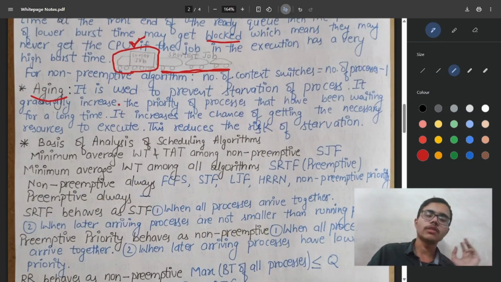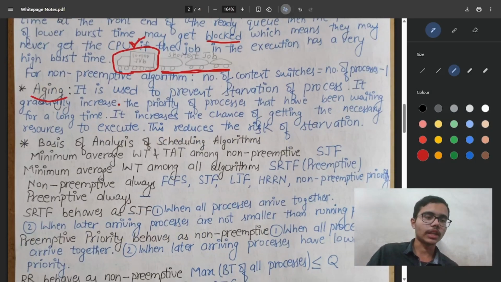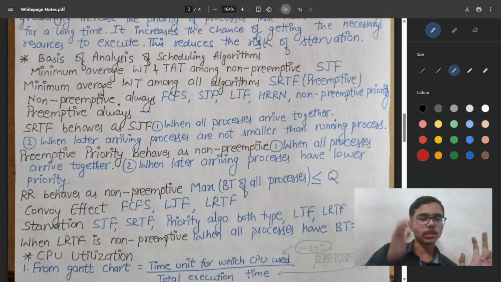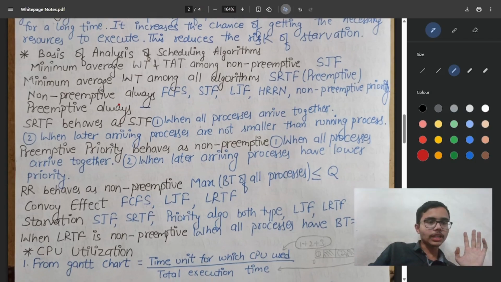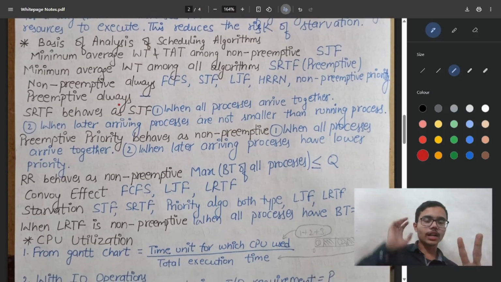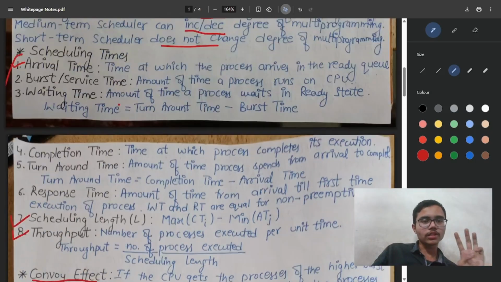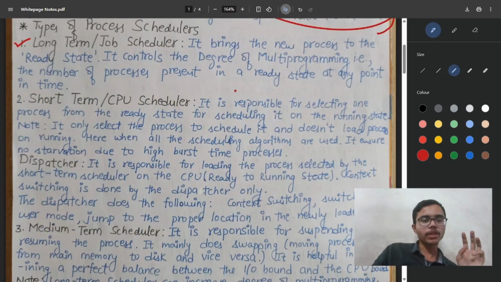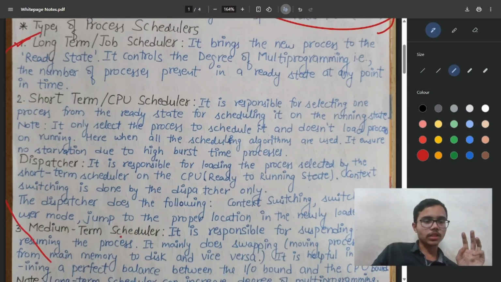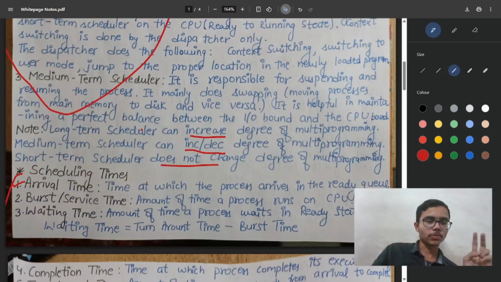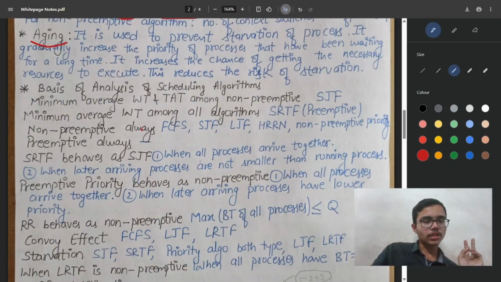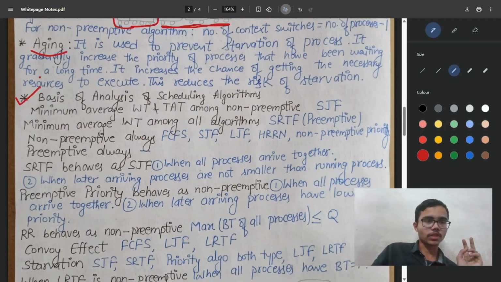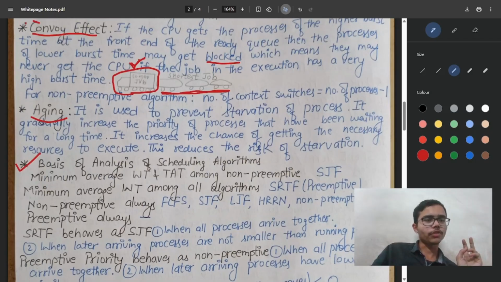So you just have to know the meaning of these words: aging, convoy effect. Not that much important. Here I have already discussed three important things we have to know: the category of scheduling algorithms, which are preemptive and which are non-preemptive, and long-term scheduler, short-term scheduler, and medium-term scheduler. These are the terminology you have to know if you are a CSE person, not that important from the GATE point of view.